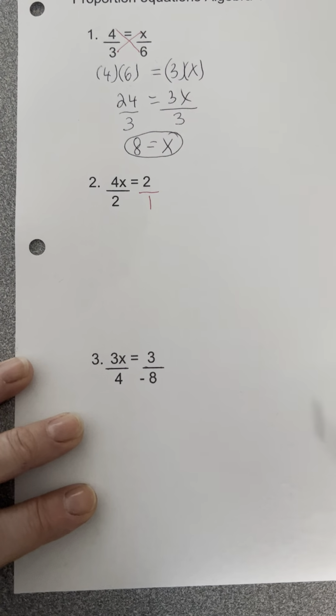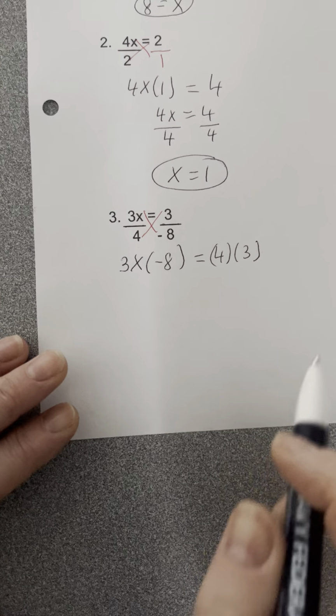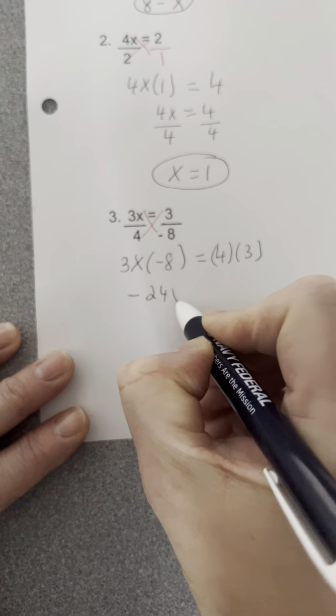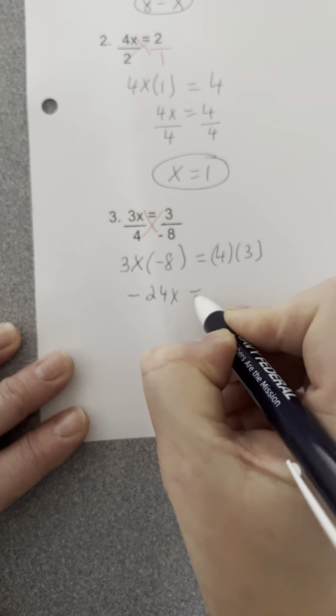And our last one on this page, cross multiply. So we're going to have 3x times negative 8 equals 4 times 3. All right. Now we're going to multiply both sides. And then last step we're going to divide.